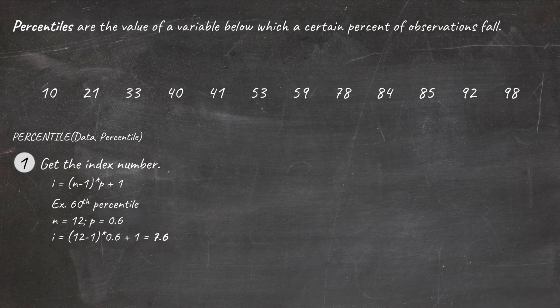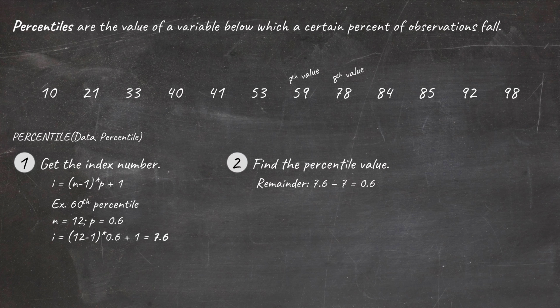Let's do another example. Let's find the 60th percentile. So here n is still 12, but now p is 0.6. 60% in decimal form is 0.6, which gives us an index value of 7.6. That tells us we're between the 7th and 8th value. And so to find the percentile value, we take our remainder of 0.6, and we take the 7th value, 59, plus 0.6 times the difference between the 8th and 7th value, and that gives us 70.4.